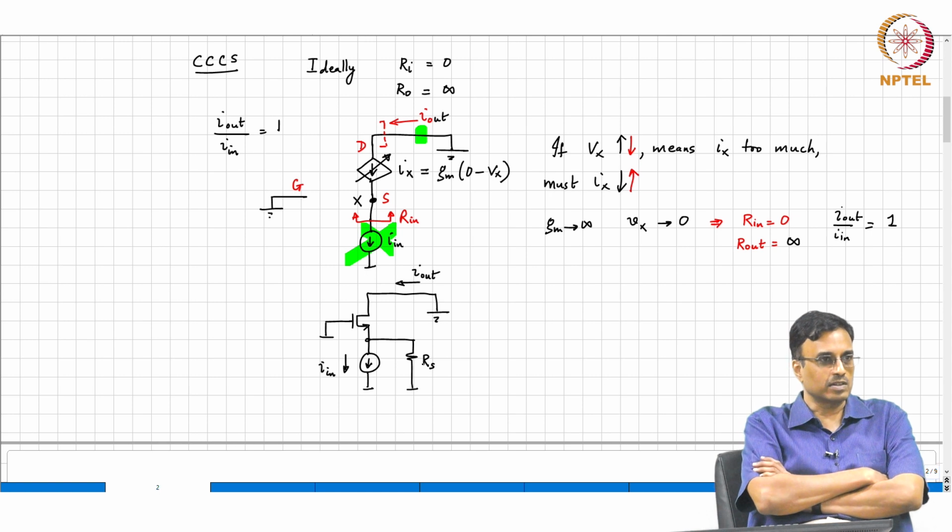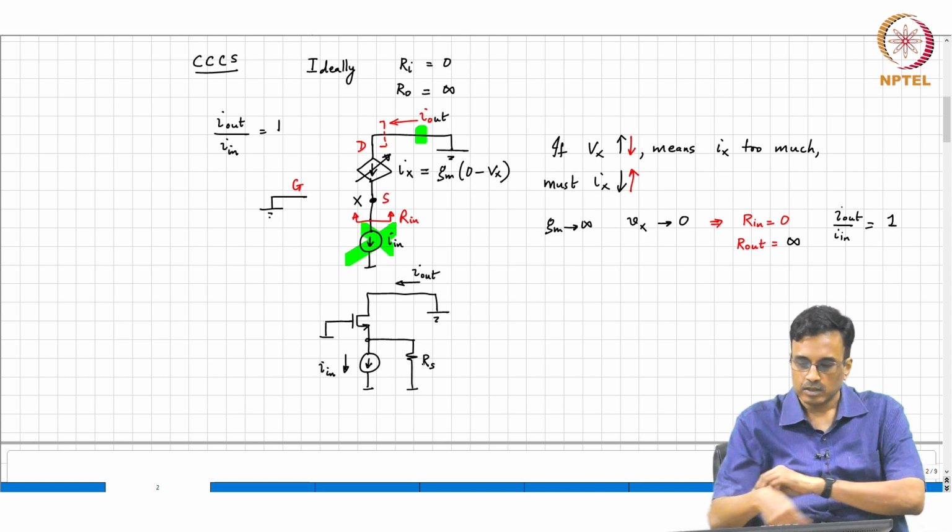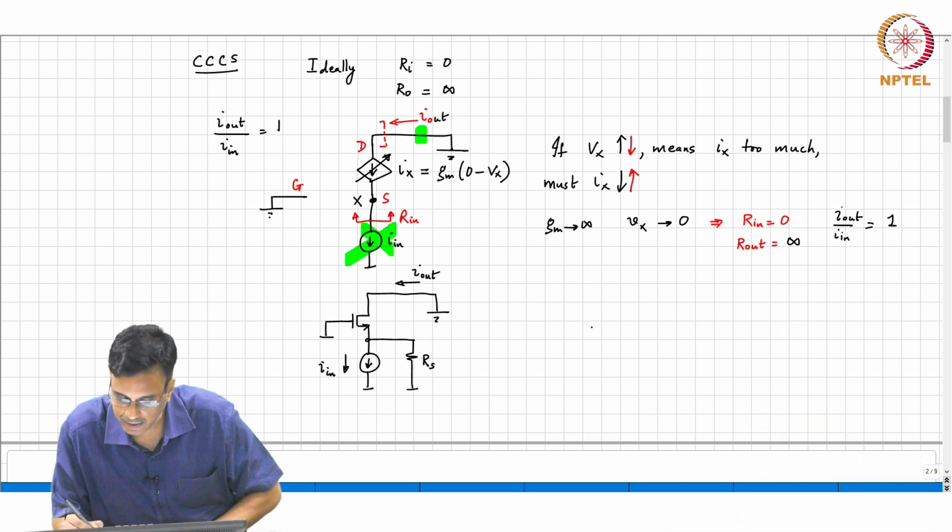So, the current controlled current source's job is to isolate. You can take a bad current source and make it look great, make it look like an ideal current source with an infinite output resistance. So, if I redraw this picture slightly differently, you will get an idea of why it is called what it is called.